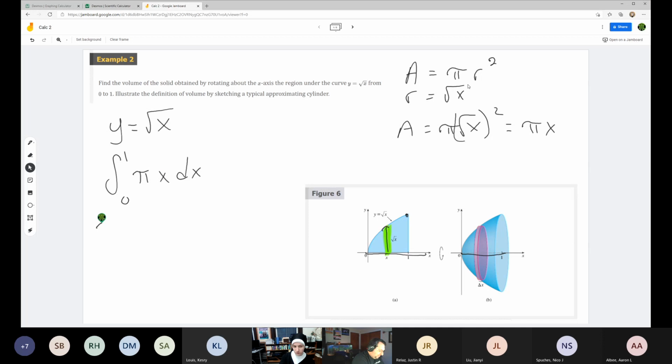So the pi can come out, and I'm just looking for the integral of x. So it's pi x squared over 2, evaluated from 0 to 1. So it's 1/2 pi. And when I plug in the 0, it's 0. So the answer is 1/2 pi, or pi over 2, depending on how you want to write it.